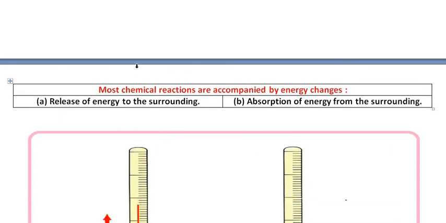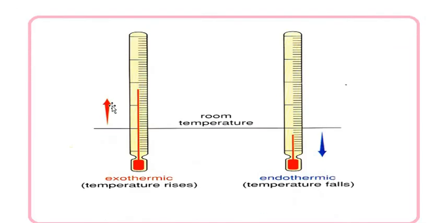These reactions can be classified into two types. Some reactions give out heat, so the temperature increases. When you touch the container of the chemical reaction, you note that the temperature increases. Other chemical reactions, when they occur, the temperature becomes low, as is clear here. This reaction consumes energy, so this reaction is called endothermic. The first one, in which the temperature increases, is called exothermic reaction, while the other one, in which the temperature decreases, is called endothermic reaction.